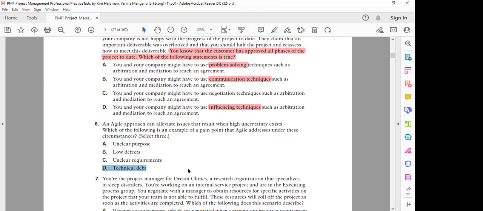You keep saying, let's start using it now, and when the time comes, we will check it. So what you are doing is collecting technical debts. And when you are going to close a project, you will have a huge list of technical debts. So do not try to have technical debts. They will decrease your performance, even in Agile. So instead of low defect, we have high defects. This is the wrong answer here. They were asking us to select the right answers, so unclear purpose, unclear requirements, and technical debts are the pain points of the Agile approach.